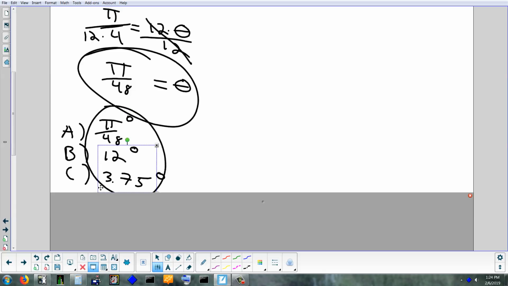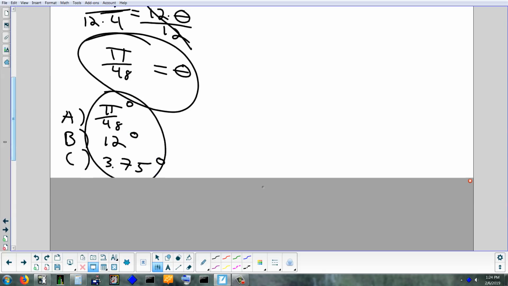Now, say you didn't have a degree symbol on A, would technically A and C still be the right answer? It would just be one right answer. I wouldn't have this, because now there's two right answers in the same problem. All the answers will be in the same units.